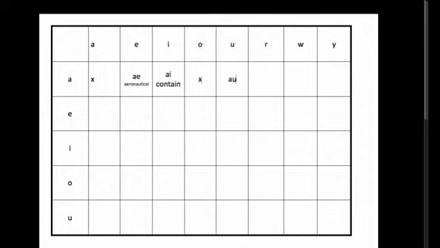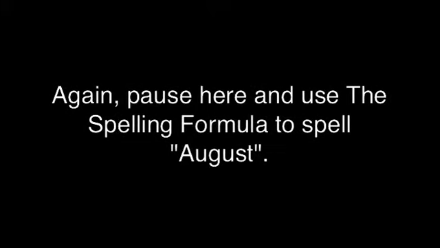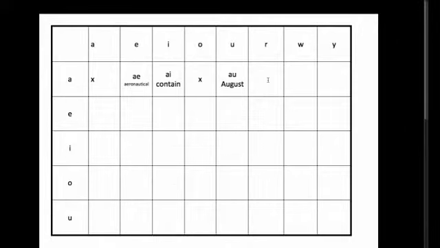AU, yes or no? Definitely. AU says or. Let's use the spelling formula to spell the or word, August. Now we have August. On to the next square.